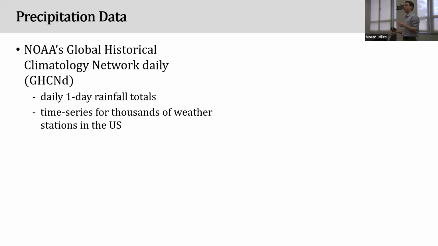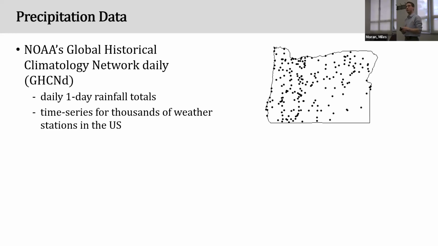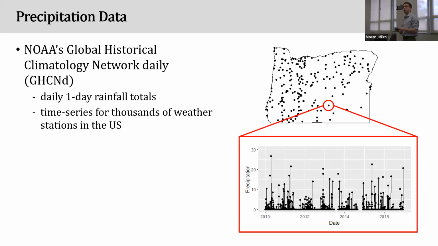So the good news is that there is a wealth of data available to us for meeting these goals. NOAA maintains a database of time series for weather stations, thousands of weather stations all across the US. And each one of these time series contains daily one-day rainfall totals. And so you can imagine slicing the data in two different ways, either spatially and mapping out values of these one-day totals for a fixed time frame, or for any one of these stations, inspecting them temporally and looking at how their time series look in the long run.